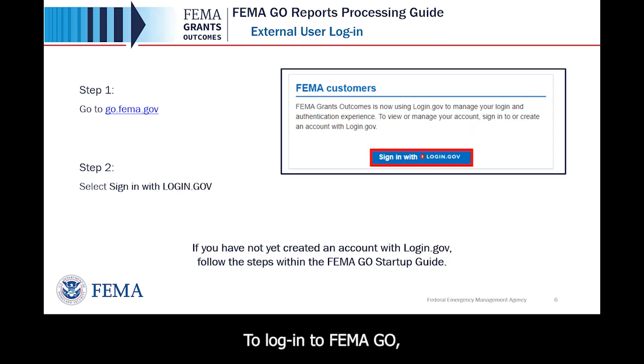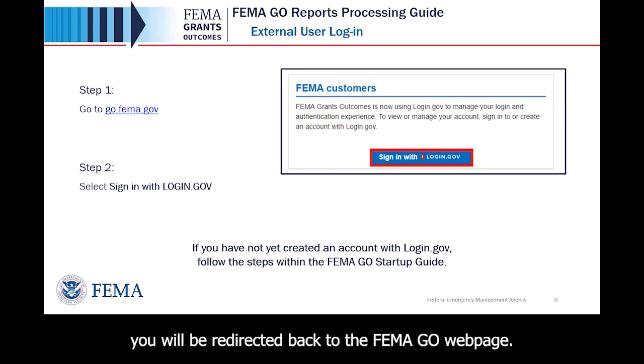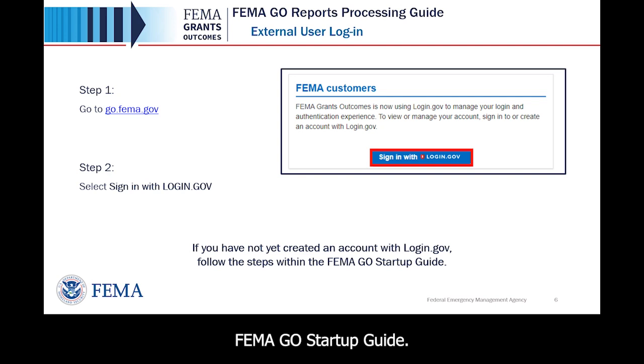To log in to FEMA Go, the first step is to go to the FEMA Go website, go.fema.gov. The second step, as an external user, is to select Sign In with login.gov. Once you are logged in at login.gov, you will be redirected back to the FEMA Go webpage. If you have not yet created an account with login.gov, please follow the steps within the FEMA Go Startup Guide.